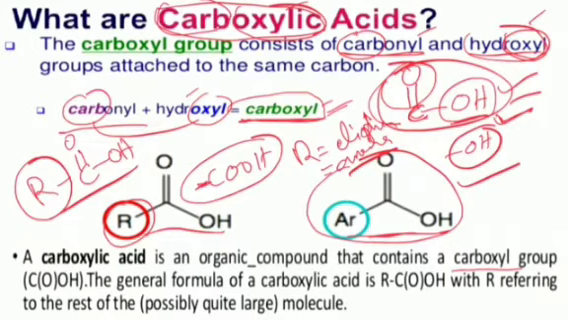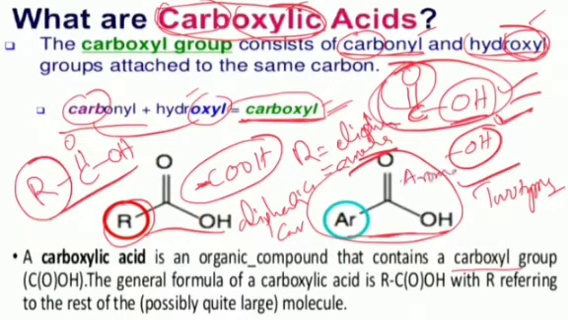Depending upon the type of group that is attached to the COOH group, carboxylic acids are also classified into two types. The first one is aliphatic carboxylic acids. The second one is aromatic carboxylic acids. This is based on the type of group attached to the COOH group. So depending upon the R, carboxylic acids are of two types.